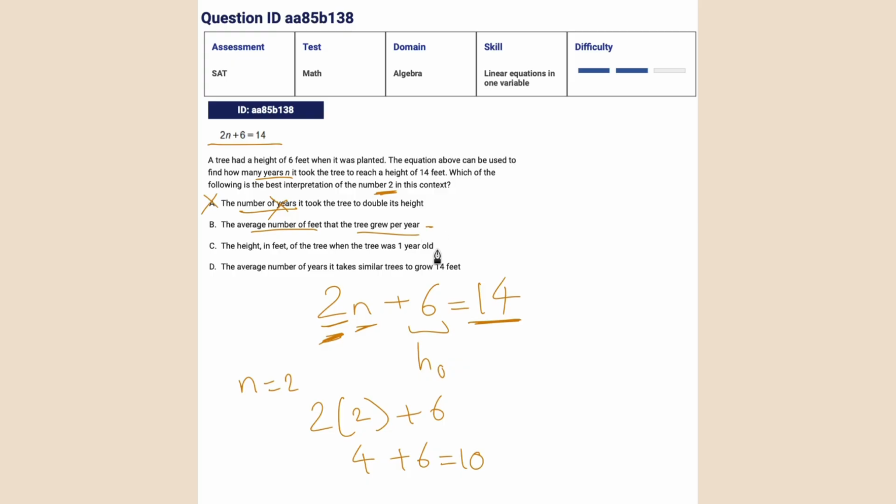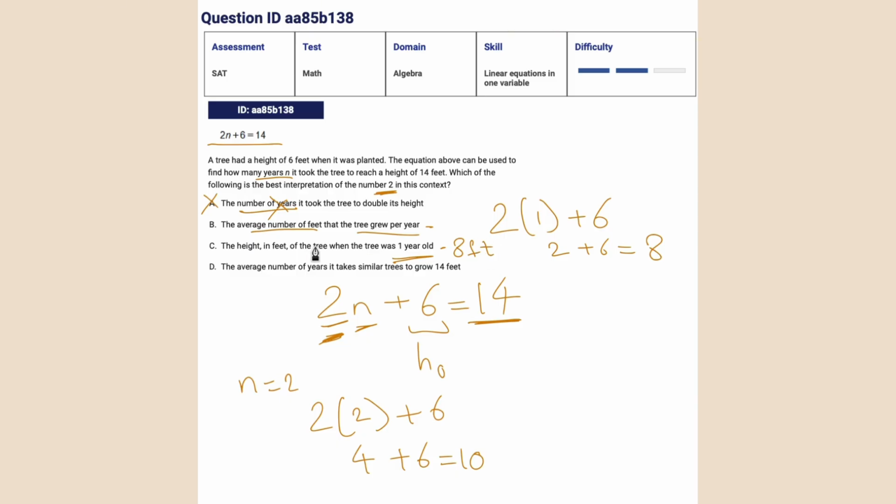Option C, the height in feet of the tree when the tree was 1 year old. That's not true. This is the number of feet it grows every year. When it was 1 year old, it would be 2 times 1 plus 6. 2 times 1 is 2, plus 6, that would be 8. So no, the 2 is the number of feet it grew per year, and the answer of option C would be 8 feet.